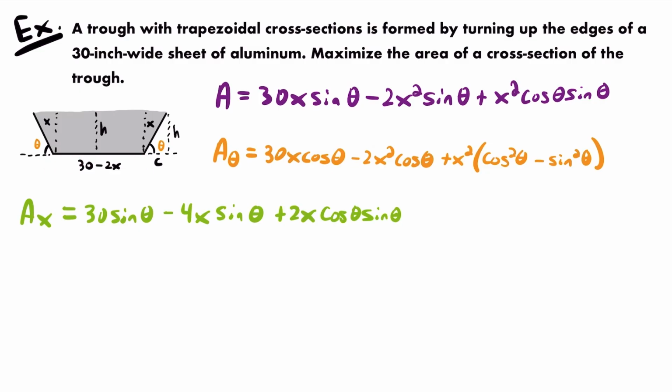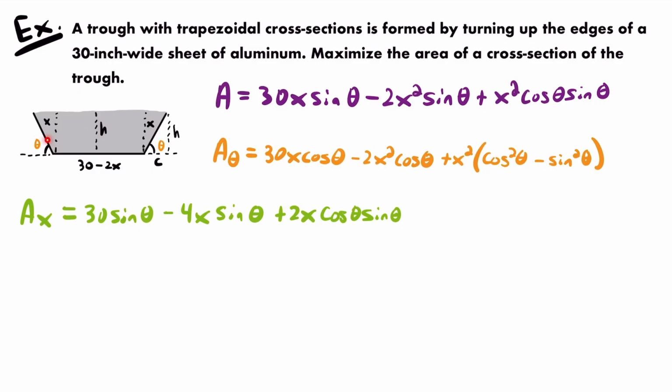That's not a trough, so x can't be 0. But it can be bigger than 0 up until a value of 15, right? And I say 15 because if x is 15, notice what the length of this bottom side would be. You'd have 30 minus 2x, or 30 minus 2 times 15, which would be 30 minus 30. So the length of the bottom would be 0. So the upper bound of x would be 15. Okay, so x has to be between 0 and 15, otherwise you don't have a trough.